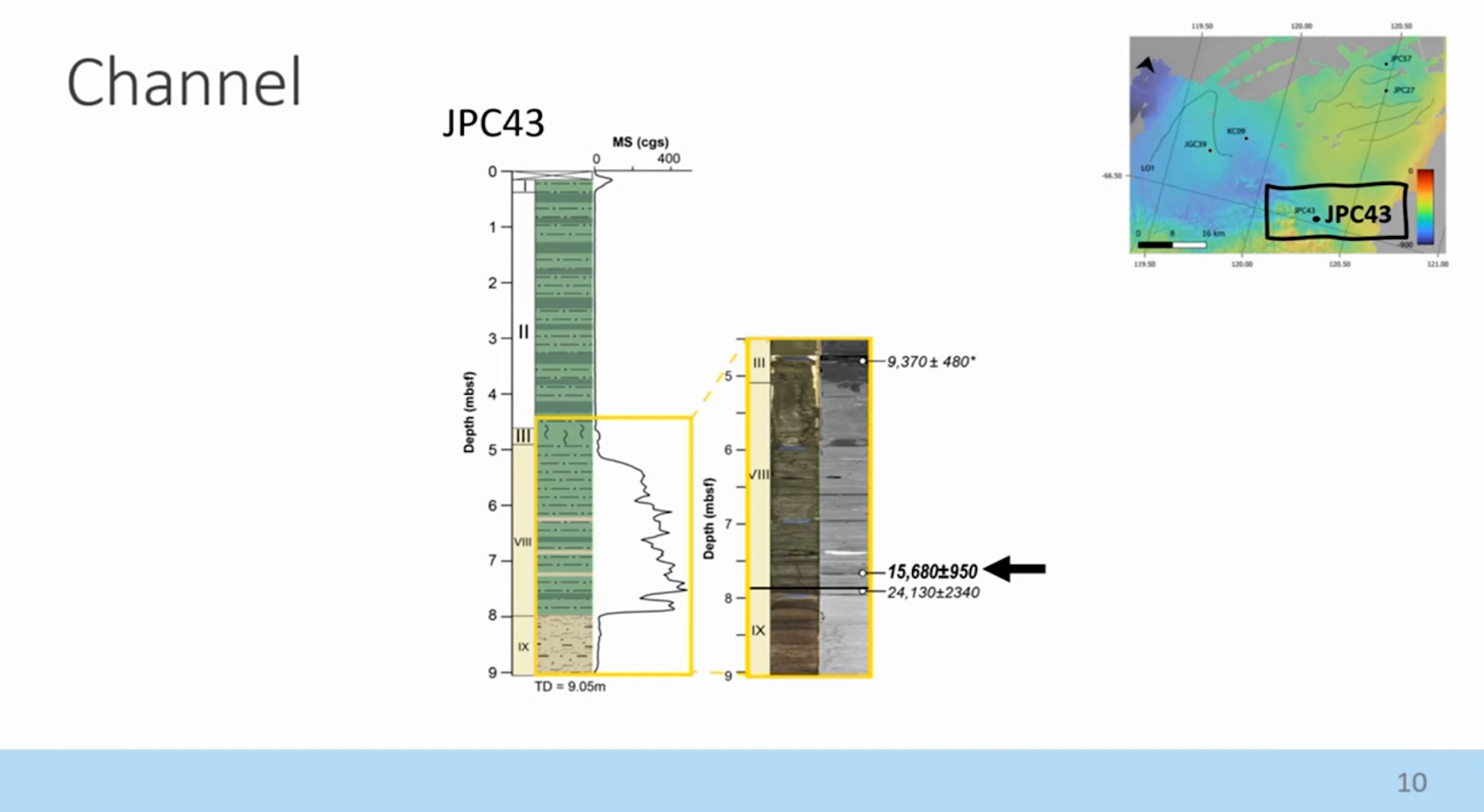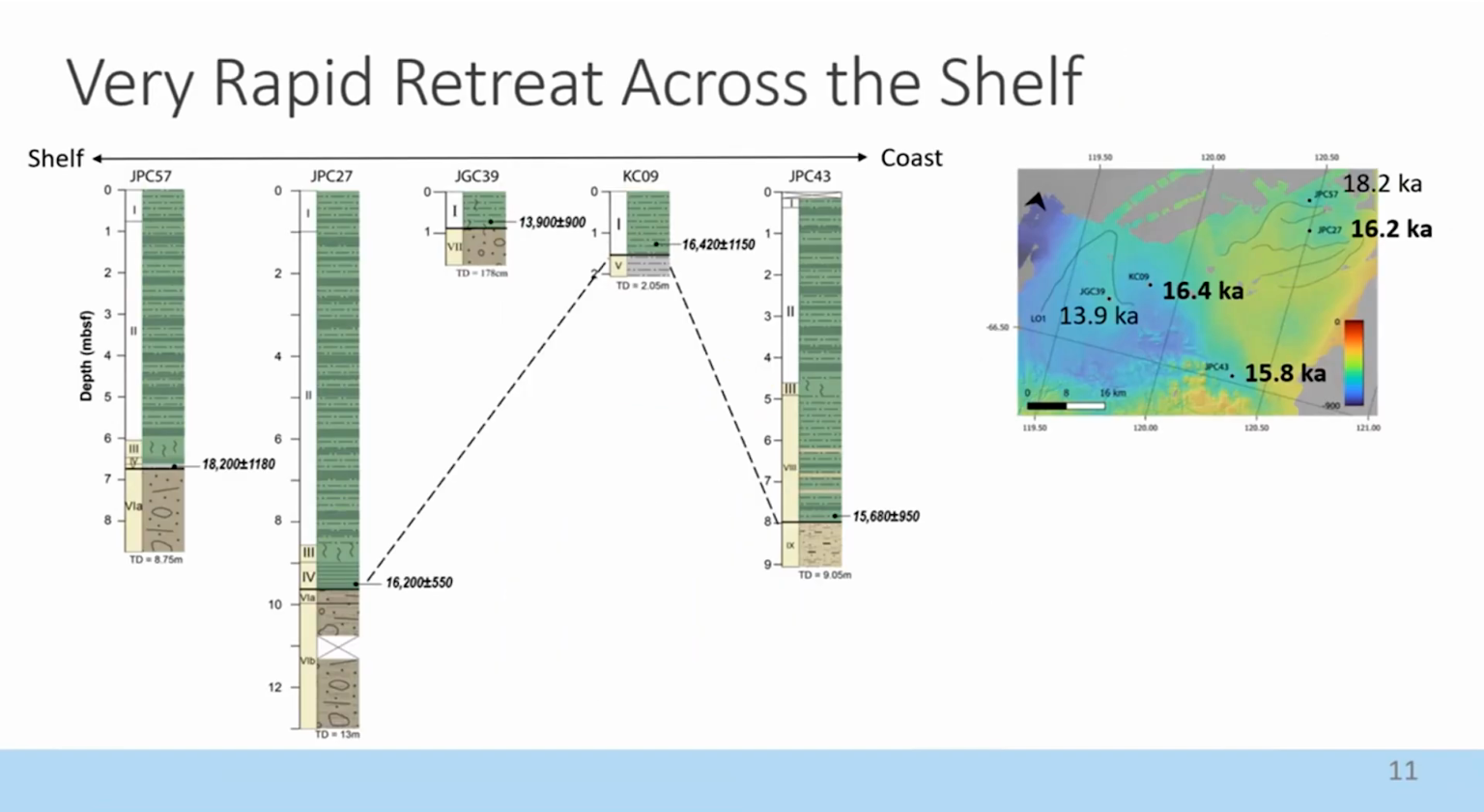We see deglaciation at about 15.6 thousand years ago. So putting this all together, we first see deglaciation on the shallow middle shelf at about 18.2 thousand years ago. And then we see pretty rapid succession from there at deglaciation at JPC 27, KC9, and JPC 43. And then JGC 39 is doing its own little thing in the trough.